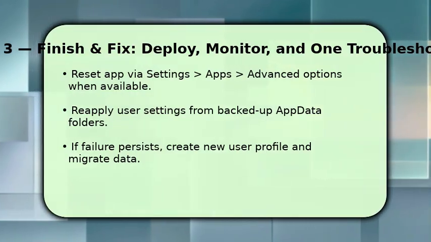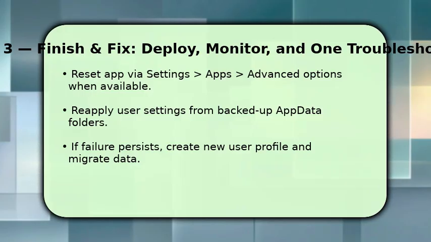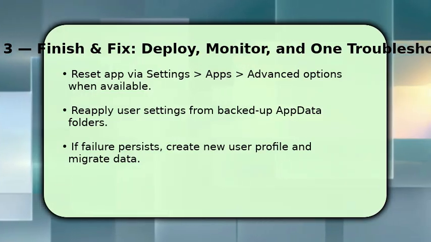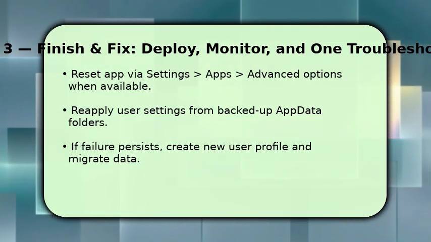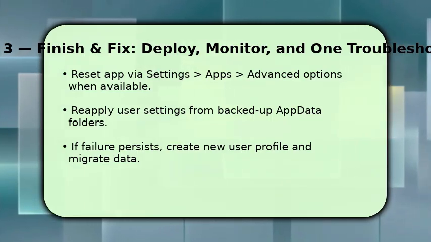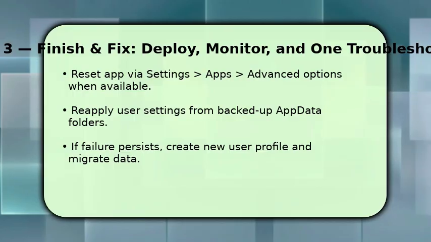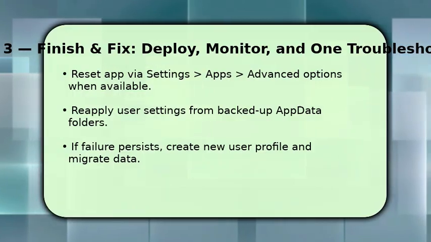If an app still fails, create a fresh user profile and install the app there. This isolates corrupted user settings. One key troubleshooting tip: if all else fails, check Event Viewer for specific error codes, because those codes point to the root cause far faster than trial and error.